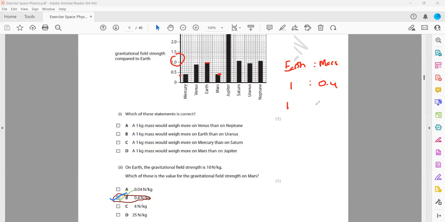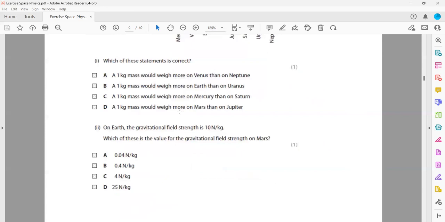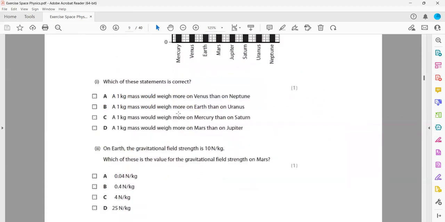So if Earth is 10, how much is Mars? That is X. So we cross multiply. When we cross multiply, 0.4 times 10 is equal to 4 Newton per kilogram. So the ratio is 1:0.4, but the value of the gravity is 4. So C will be the right answer. It cannot be D because D is much more than the Earth's gravity.